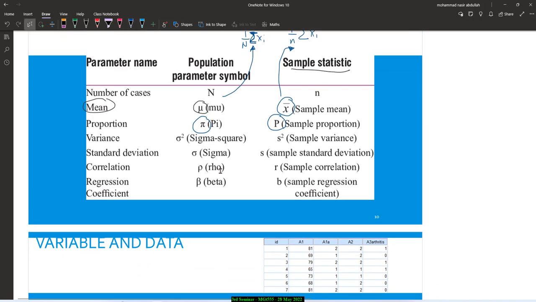It is the same with correlation. For parameter, we are using rho. For sample, we are using R, right? For regression, beta, the capital letter beta, and small letter beta for sample statistics.